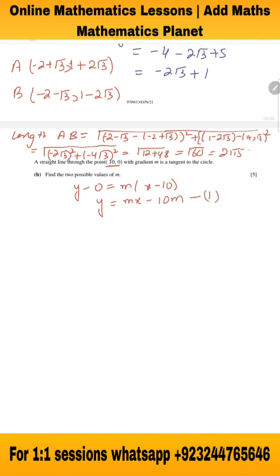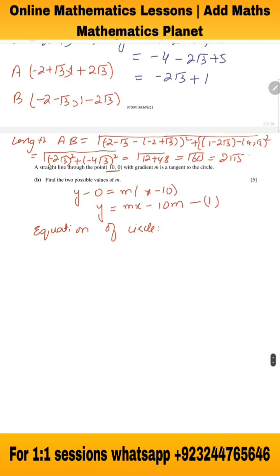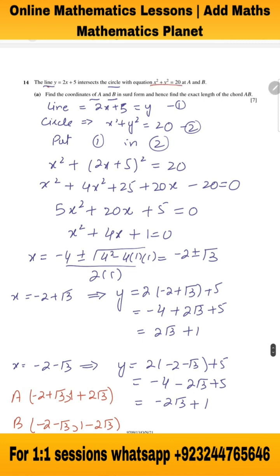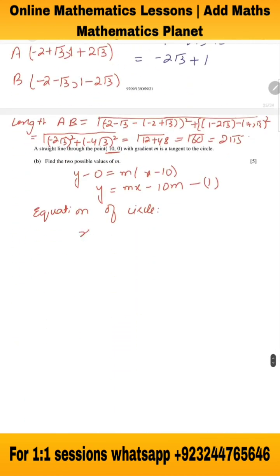And equation of circle would be x square plus y square is equal to 20. So now we have two equations. One is the equation of line and one is the equation of circle. So we need to calculate the straight line to the point where this is tangent to the circle. So it means we need to substitute 1 in 2.